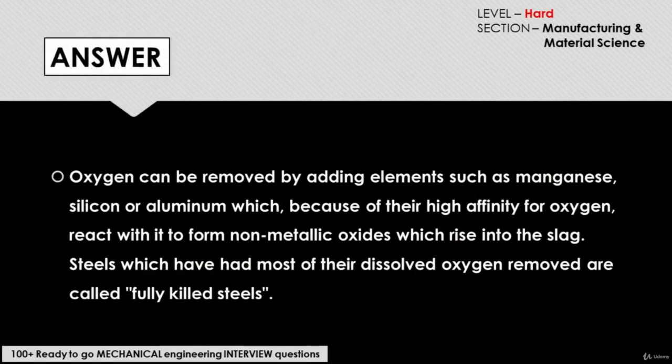The answer to this question would be oxygen can be removed by adding elements such as manganese, silicon, or aluminium. Because of their high affinity for oxygen, they react with it to form non-metallic oxides, which rise up into the slag. Steels which have had most of their dissolved oxygen removed are known as fully killed steels.